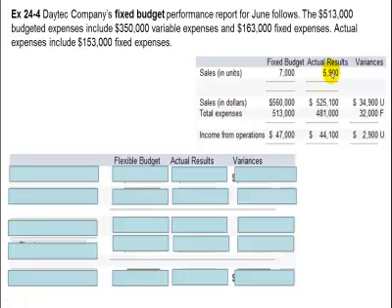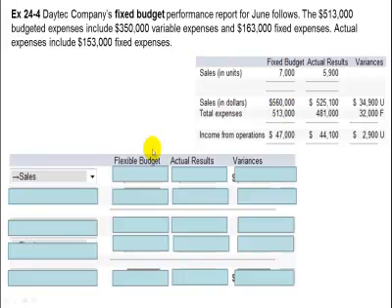And like I said before, to make this a useful budget, you should make the comparison of your budgeted amount to your actual results based on the same number of units. Because if you don't, then you're wasting your time. So we're going to convert this fixed budget into a flexible budget.